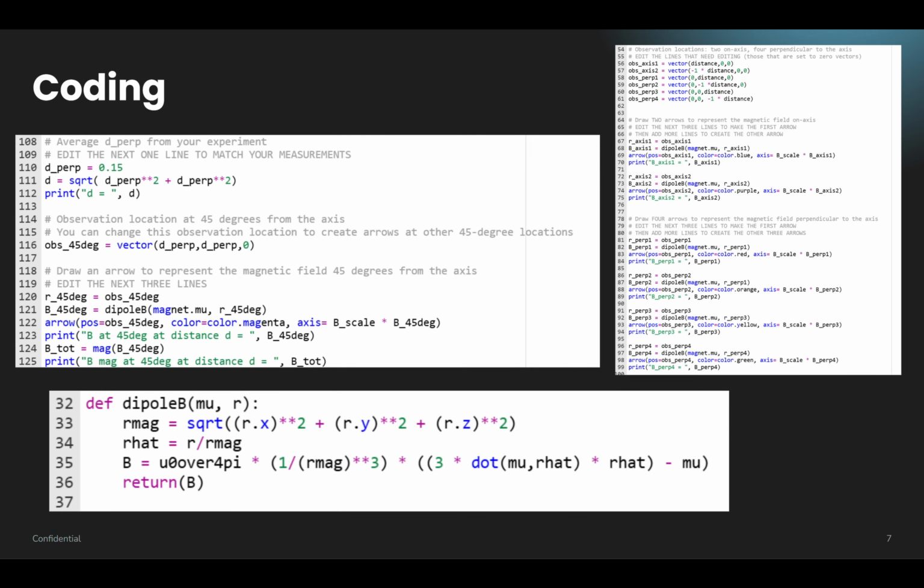Coding. In the bottom image, I set up a function for the formula for the magnetic field off axis. In the top right, I set up different arrows and positions for different observational positions around the bar magnet to model. And in the top left, I set up an observational position which is 45 degrees from the magnet at a distance d away.